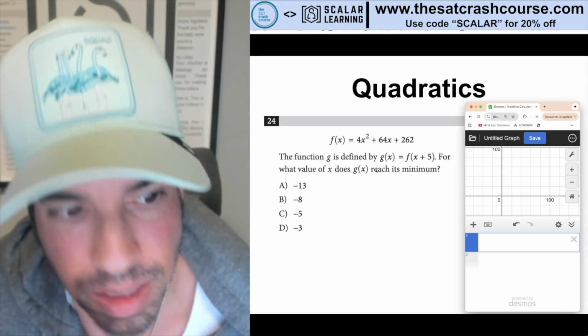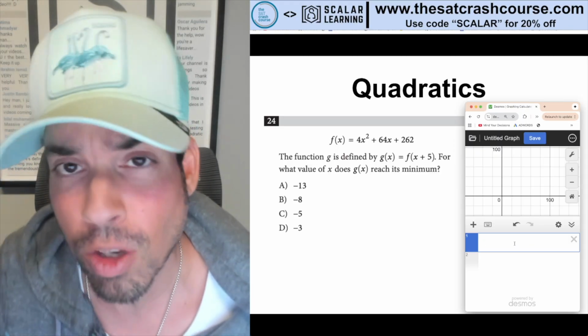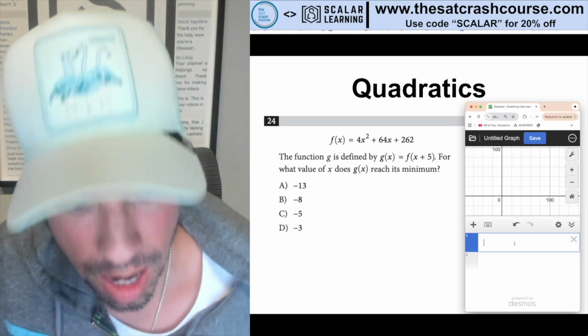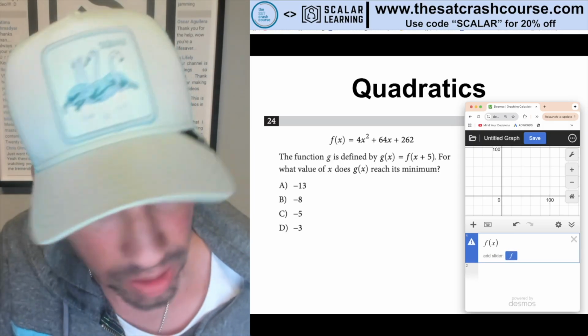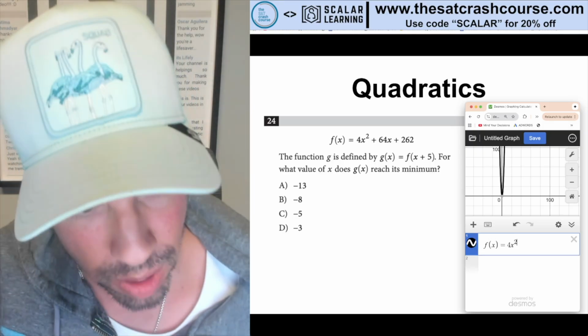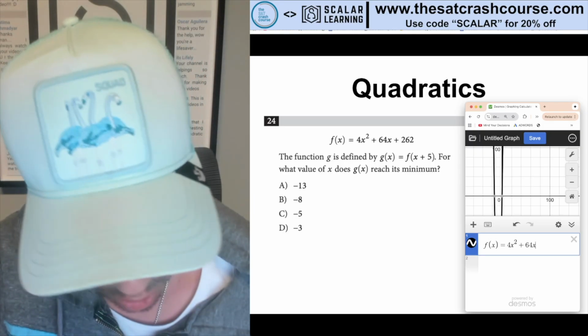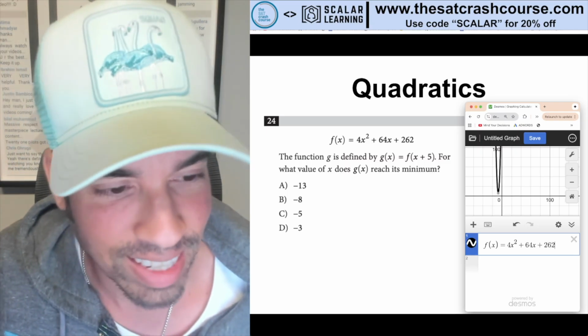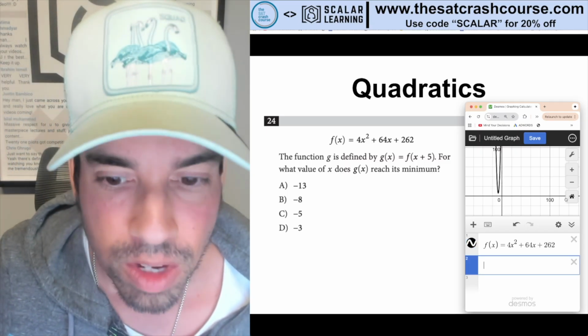For what value of x does g of x reach its minimum? This is a quadratic translation hybrid. So check this out. We're going to first put everything in as is. And this is also a great little tip. If you're totally unsure of what to do, just type it in verbatim into Desmos and just see where that takes you. All right. So now we have the function.